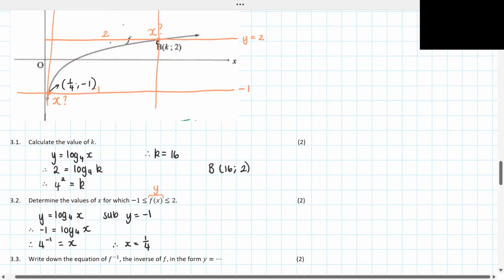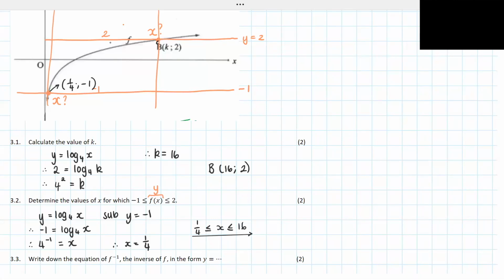And B, obviously, we already know. So my x values are from a quarter all the way up to 16. All right, so again, not a tricky question, but it's reading your question with understanding and then breaking down what information you have, how you are going to use it.